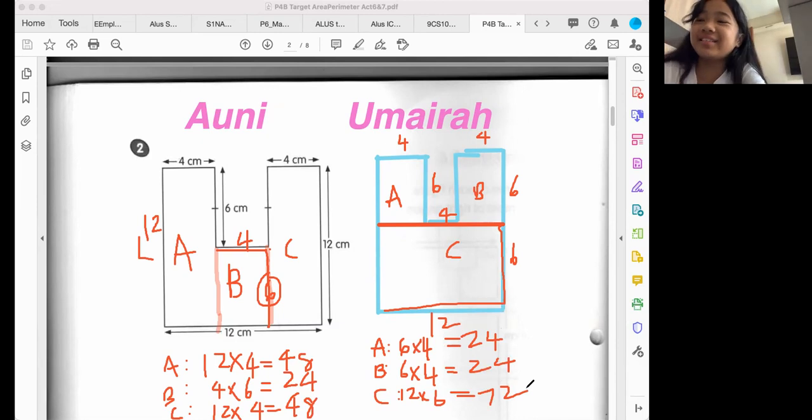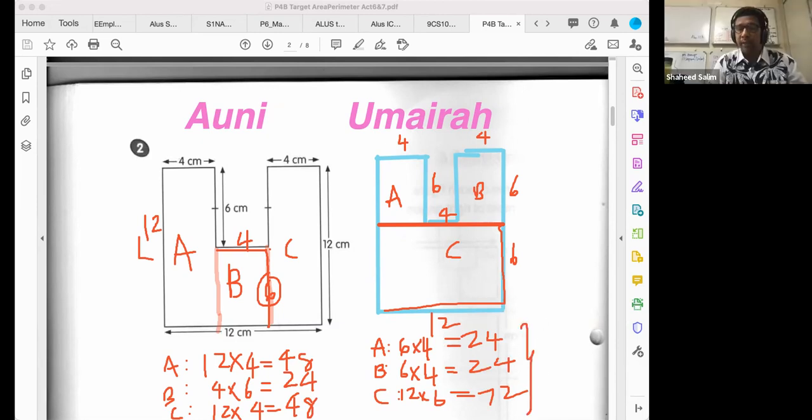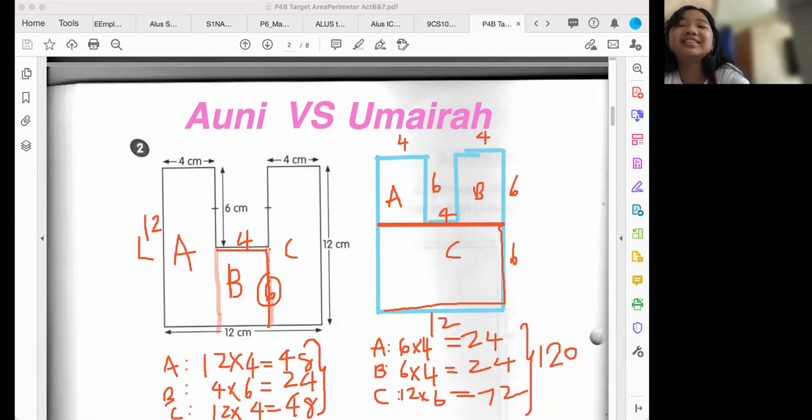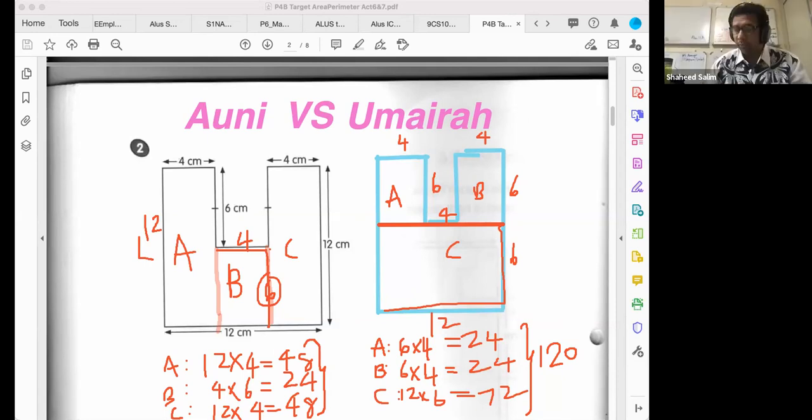Down here, 120 according to Omaira's one is 120. What about Auni's one? 48 plus 48 plus 24, or 48 plus 24 plus, also 120. Can you see it's the same?